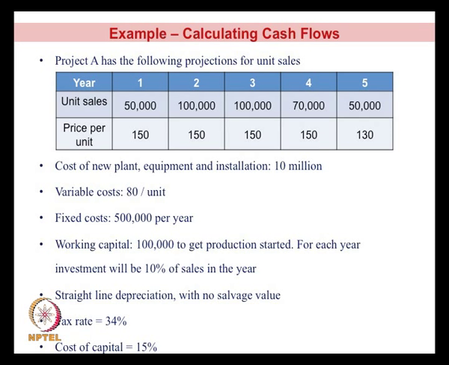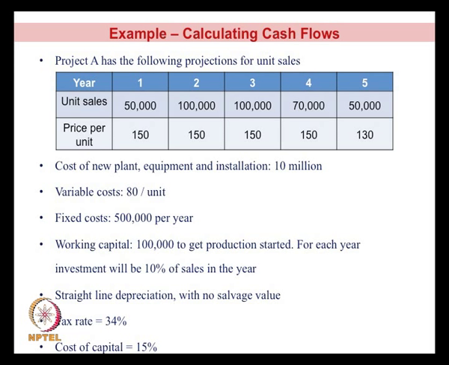Now let us look at a simple example for calculating cash flows. The example is a project which has a 5-year life, and in each of the years it is making a certain amount of sales. For example, in year 1 the project is able to sell 50,000 units and the price per unit is 150. There are some costs associated with setting up the project. So the cost of the new plant, equipment and installation is 10 million.